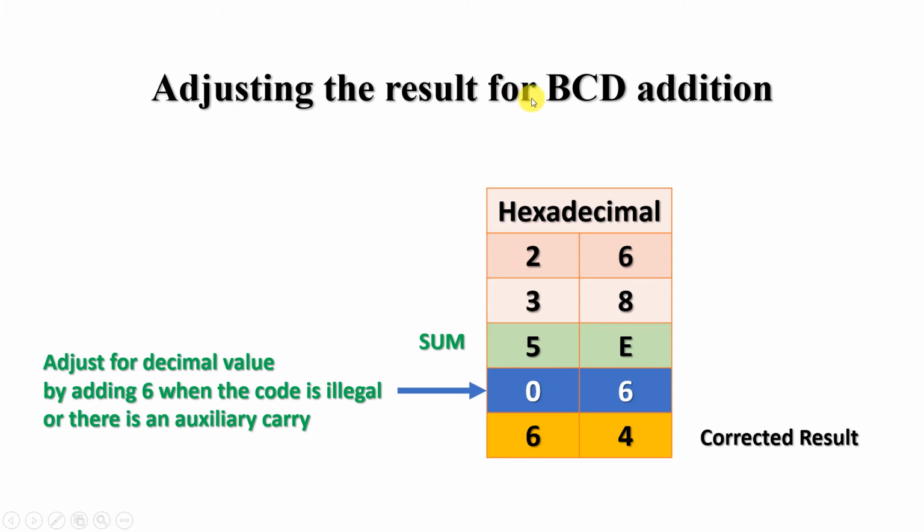Adjust the result of BCD addition. So how do you adjust the result of BCD addition? This is the sum. Now since there is an illegal code involved in the sum, that is this number, E, therefore, to that particular nibble, you have to add 6 where the code is illegal or there is an auxiliary carry.